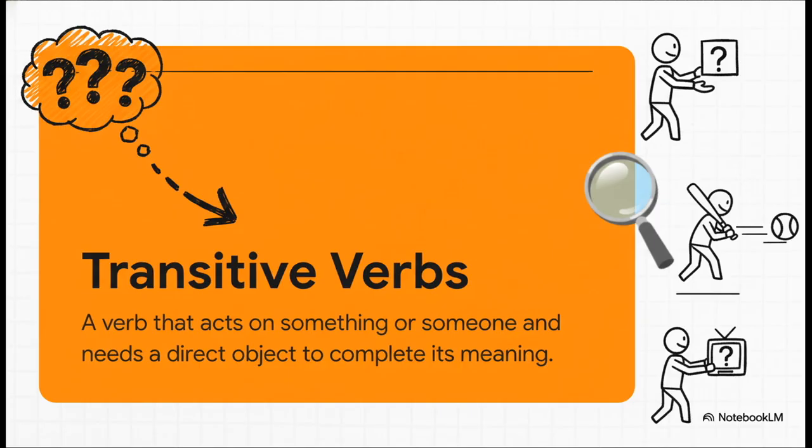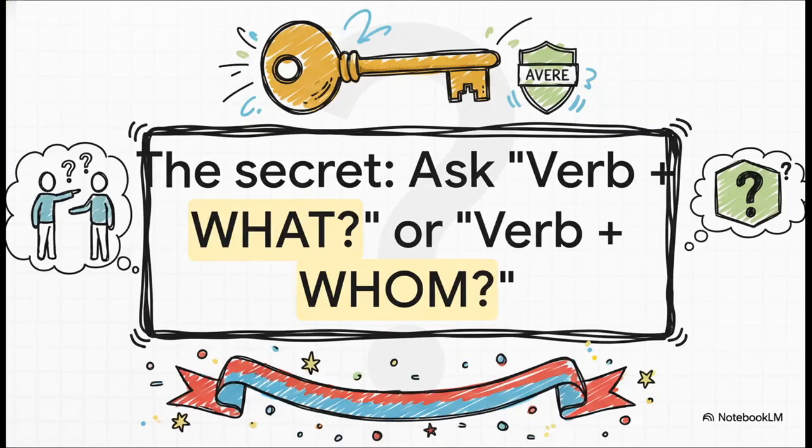Think about it. If I say, I watch, you're going to ask, watch what? If I say, I meet, you'll say, meet whom? The action needs a target, an object, to make sense. And that leads us to the secret key. This is the trick. To figure out if a verb uses avere, all you have to do is ask this super simple question right after the verb. What or whom? If you can answer that question with something that makes sense, then congrats. The verb is transitive, and you need to use avere.